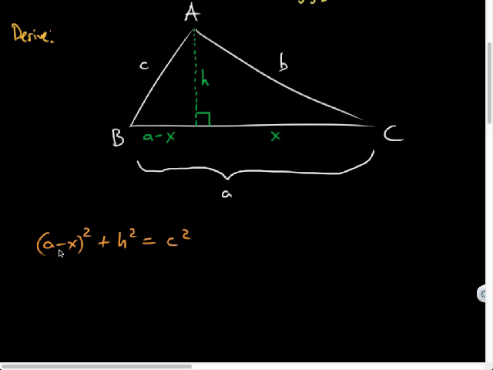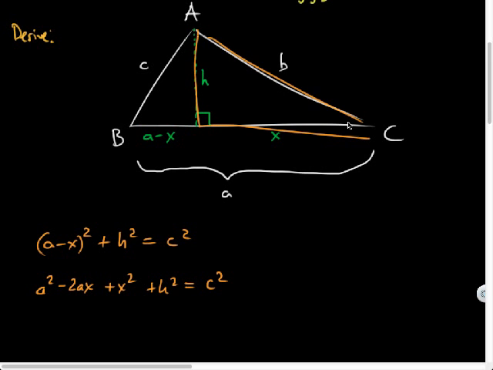And a minus x all squared, I could expand that out using a pattern you might remember from your previous math classes. That's going to be a squared minus 2ax plus x squared, and then it'll still have the plus h squared hanging out, equals c squared. So there's my first thing, and I've reached somewhat of a dead end right now. Another fact I could gather: let's do the Pythagorean theorem with this side. What's that going to tell me?